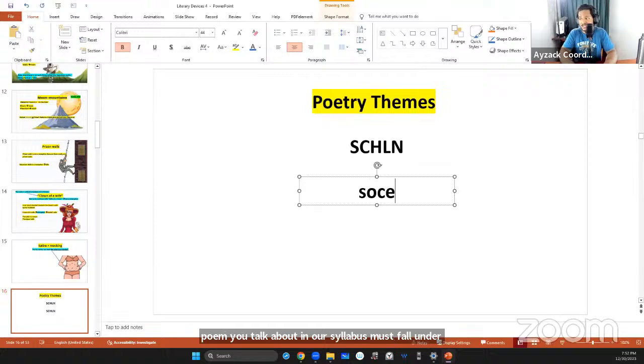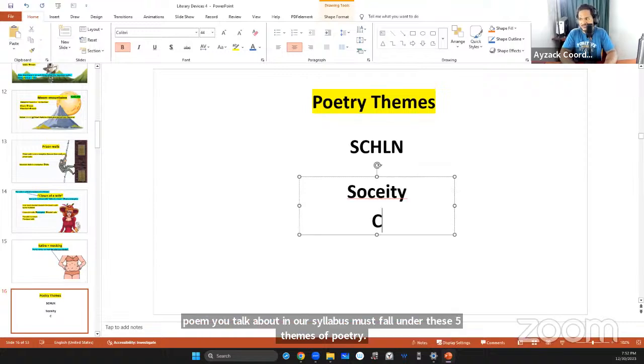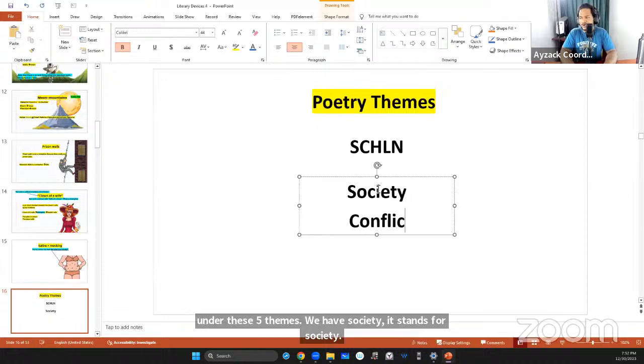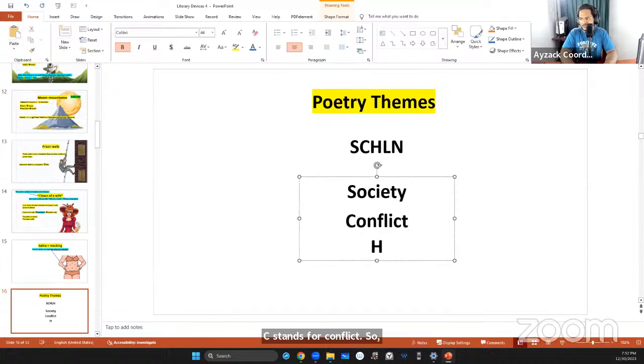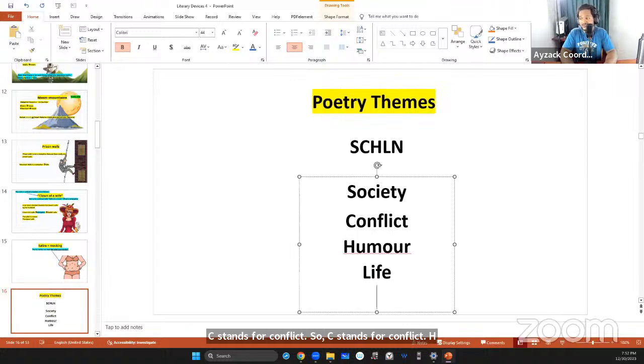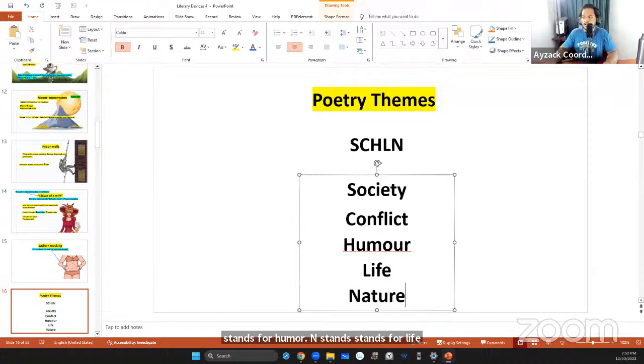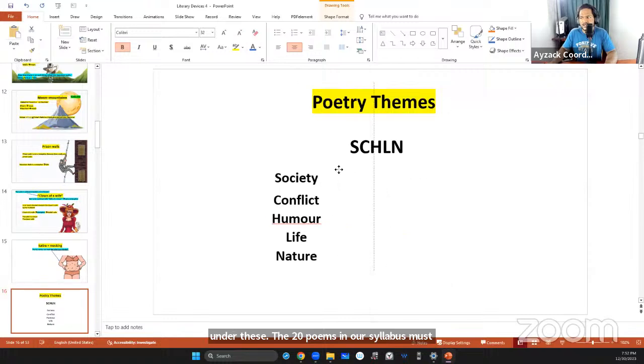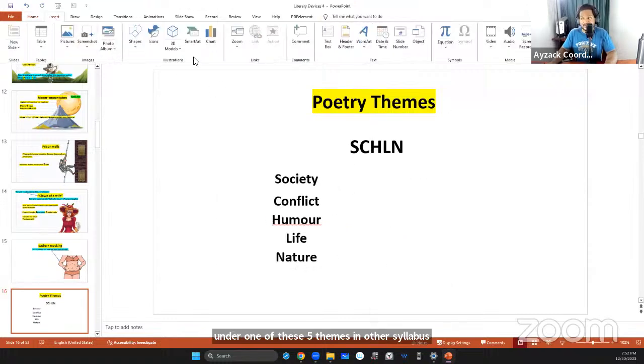We have society. S stands for society. C stands for conflict. H stands for humor. L stands for life, and finally N stands for nature. The 20 poems in our syllabus must fall under one of these 5 themes. A poem cannot have more than one theme in our syllabus. So The Clown's Wife by Johnson Agard falls under the theme of life.